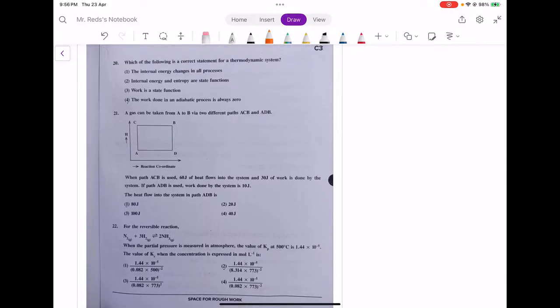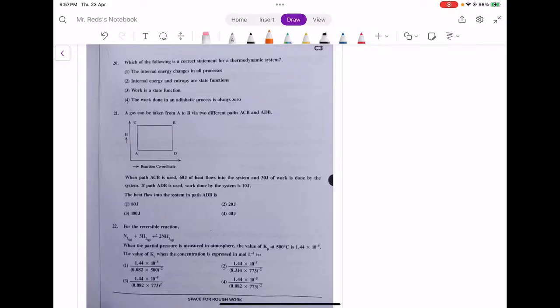Which of the following is correct statement for thermodynamic system? The first option: the internal energy change in all process. Okay. Next, second option: internal energy, entropy are state functions. This is the correct one. Okay.